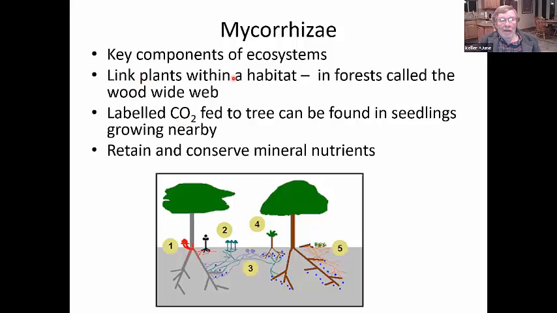And they link plants within a habitat, and particularly in forests. This is sometimes called the wood wide web instead of the world wide web. You can take radiolabeled carbon dioxide and feed it to a tree, and then find it in seedlings that are growing nearby. So a seedling that's growing next to a tree can be connected through its roots and its mycorrhizae to a mother tree, so to speak, and we can have nutrients being passed from the mother tree to the fungus, and from the fungus to the seedling, which allows the seedling to grow in a situation where it might be heavily shaded.